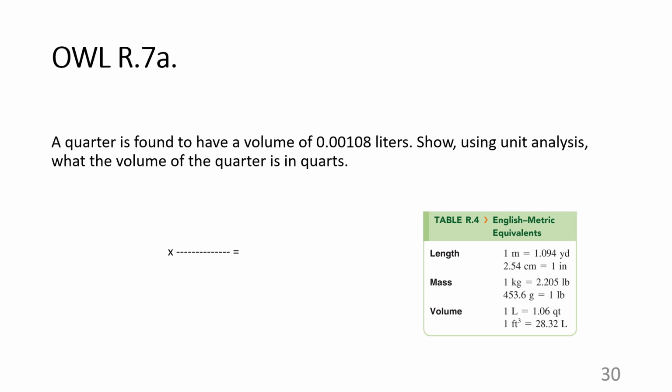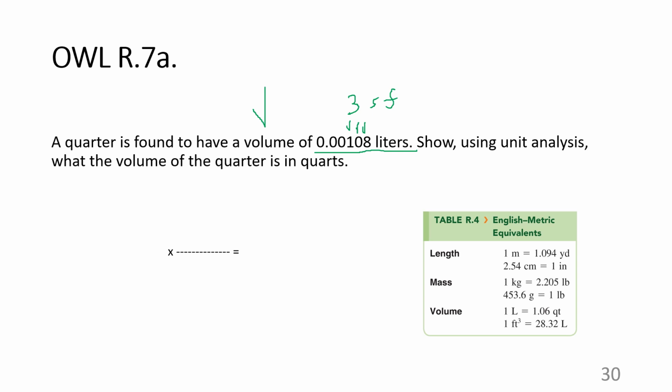Okay, so we are told that a quarter is found to have a volume of 0.00108 liters. By the way, how many significant figures are in that number? Leading zeros are not significant. The only ones here that are significant are 1, 0, and 8. So we do have 3 significant figures. That'll be important when we're reporting our answer.